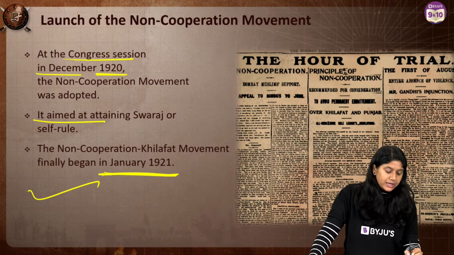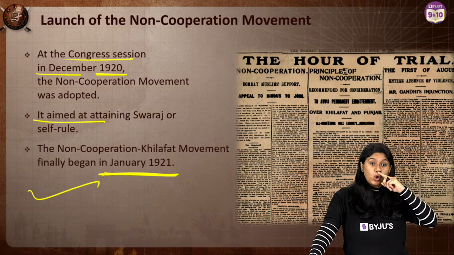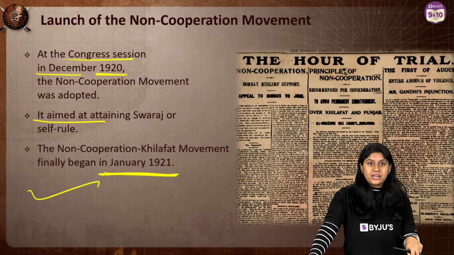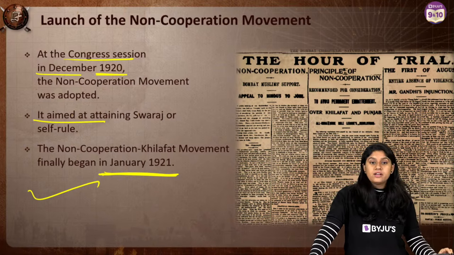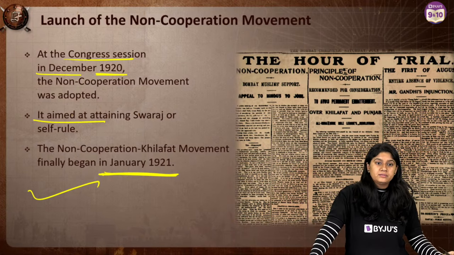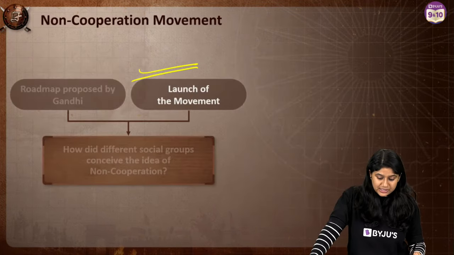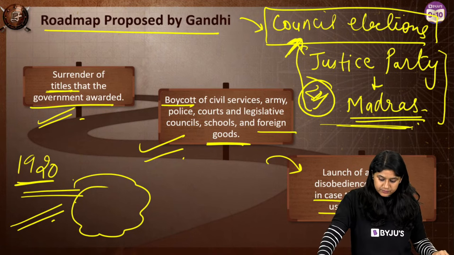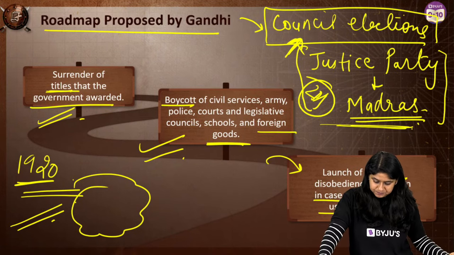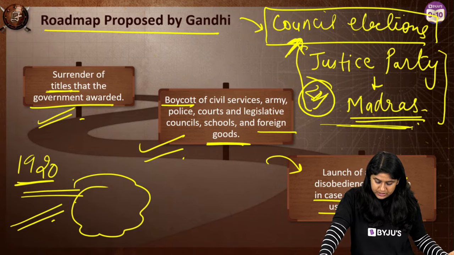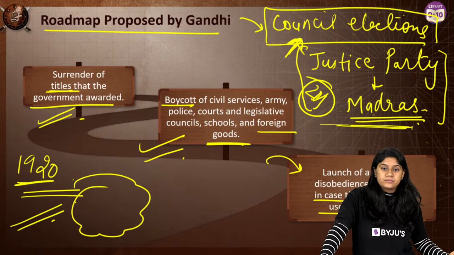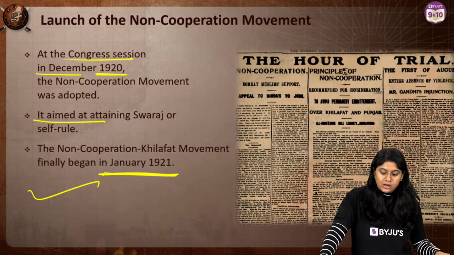So in January 1921, everyone, we saw that the non-cooperation Khilafat movement finally began. Of Madras. Clear? Okay, very good. So everyone, are we clear about all this? Okay, very good. Now let's talk about this, everyone.